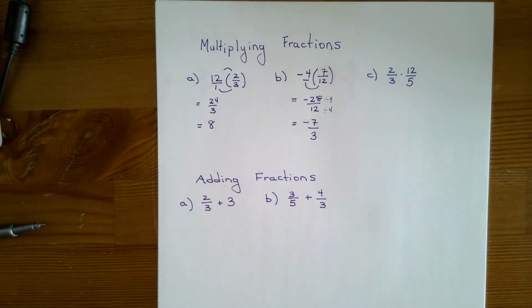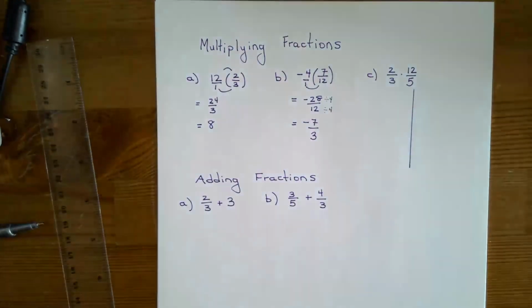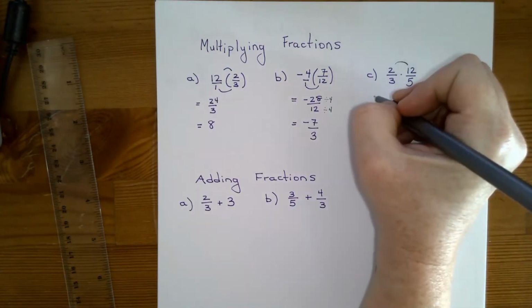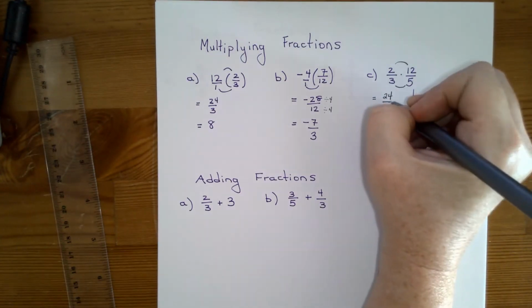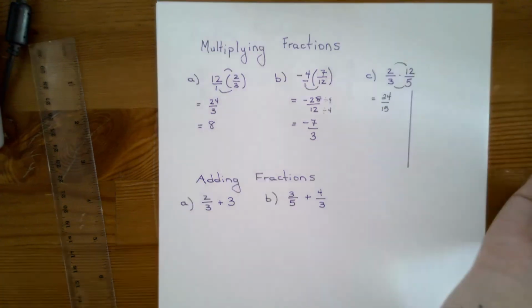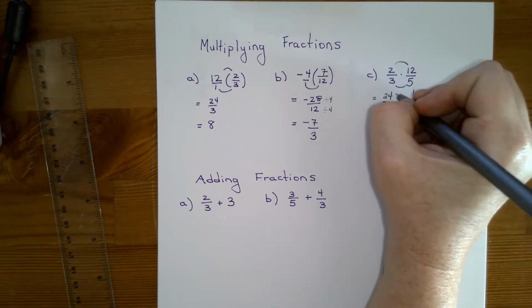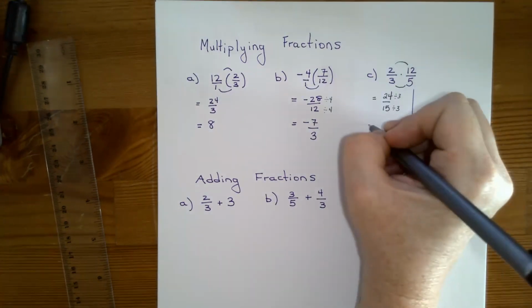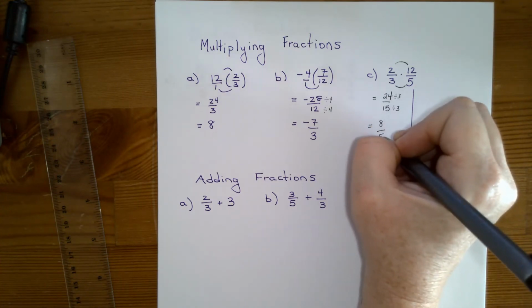So I'm going to do this question in two different ways. So I'm just going to put a line down the middle here so you can see that I'm going to do it in two totally different ways. So first I'm going to multiply my numerators together. So 2 times 12 is 24. Multiply my denominators together. 3 times 5 is 15. And I know that both 24 and 15 can be divided by 3. So to put it into lowest common terms, I would do 24 divided by 3, which is 8, and 15 divided by 3, which is 5.